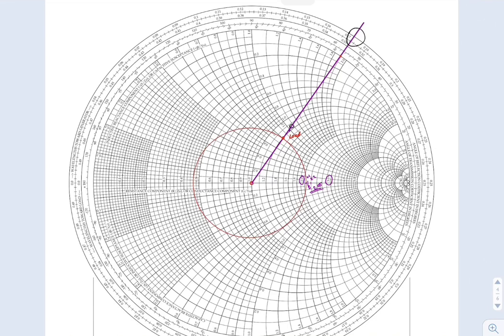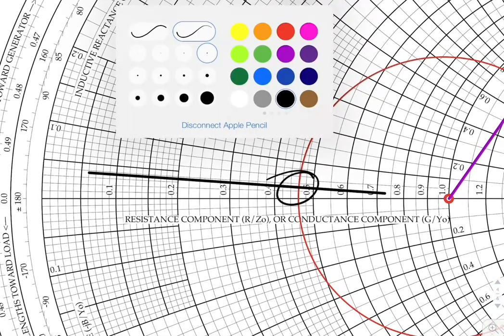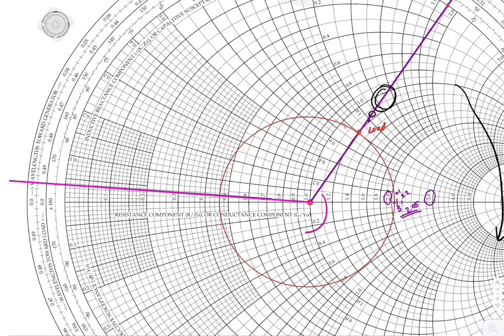From this point, if you want to move towards the generator, then you have to follow this path. This is towards generator, and you have to move 240 degrees. This is 0 degrees. If you have to move 240 degrees in the clockwise direction, that means in this direction, then 240 is available here, and the corresponding line should be drawn. What you have to do is draw a line which starts at the center of the Smith chart and ends like this, and this angle is 240 degrees.